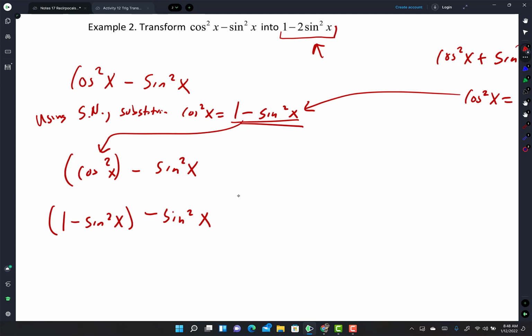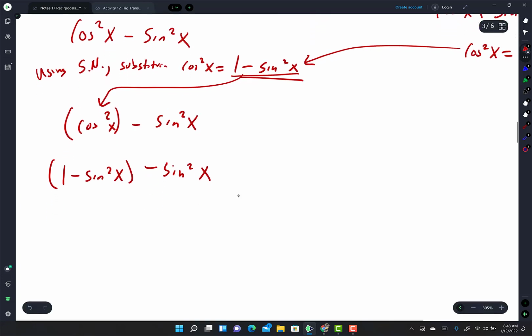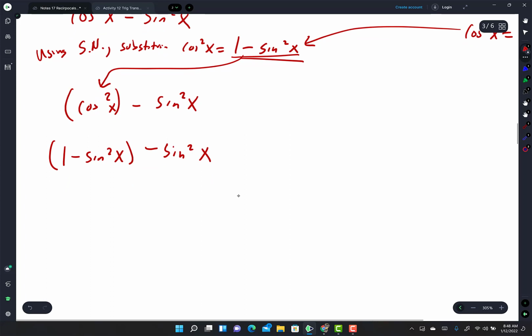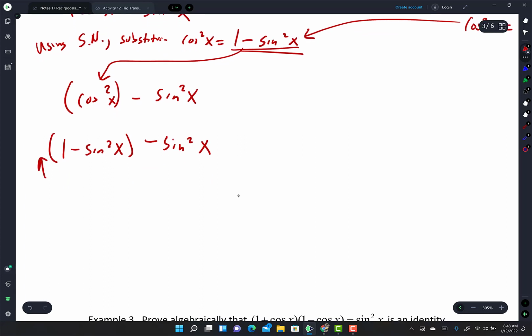Have I made any mistakes so far, guys? Yeah, let me know. I make mistakes all the time. There's nothing in front of those parentheses. Can I just drop them? Yeah, there's nothing in front. If there was something in front, you would distribute. But there's nothing in the front, so we can just drop those parentheses. 1 minus sine squared x minus sine squared x.